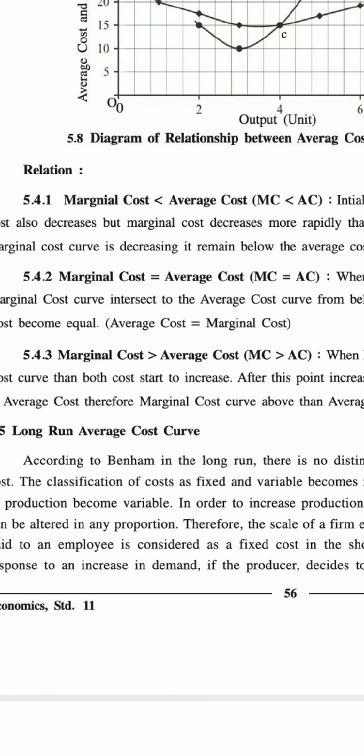The next topic that we are going to cover is a very short topic which we have already learned earlier, that is the long run average cost curve. Now, according to Benham, there is no distinction between the fixed cost and the variable cost, because in the long run all the factors of production become variable. The salary of the staff, the rent of a factory, in the long run they will all change. It's only in the short run span of time that these costs are fixed.